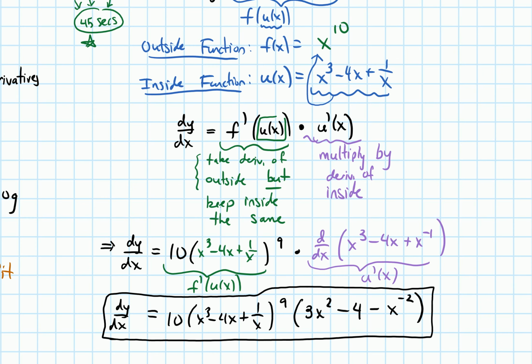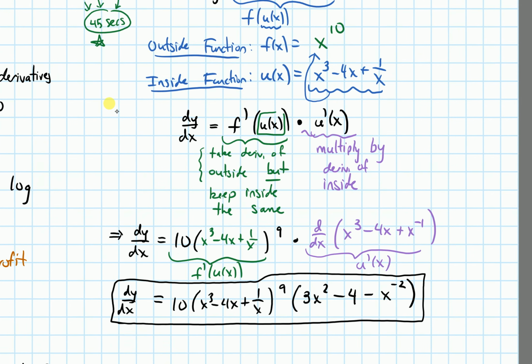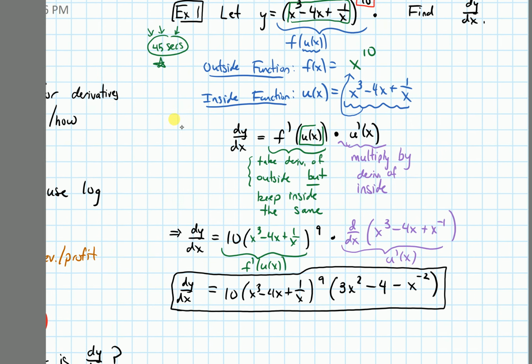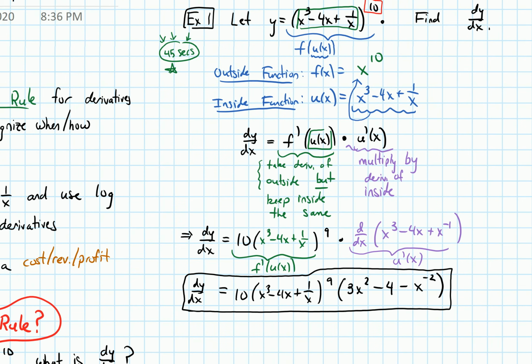All right, so I want to end this example by just talking about this in the context of our memory trick. I'm going to zoom it out a little bit. So remember that when we take the derivative of just the outside function on its own, in this case x to the 10, and I use the power rule, we get 10x to the 9. But in this case, we're not taking the derivative of x to the 10. We're taking the derivative of some stuff to the 10th power.